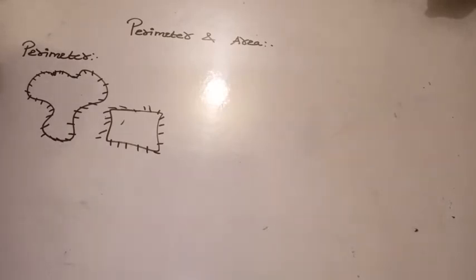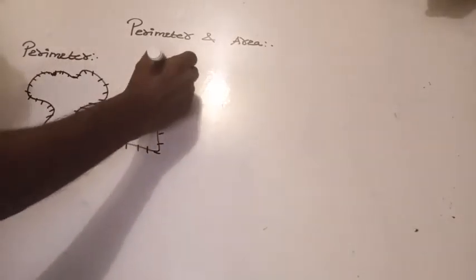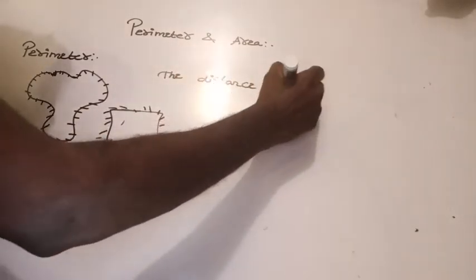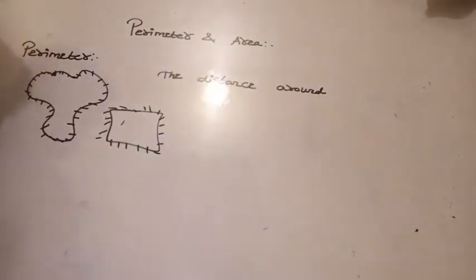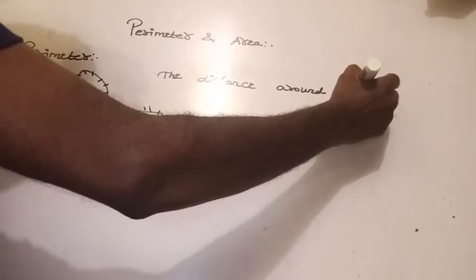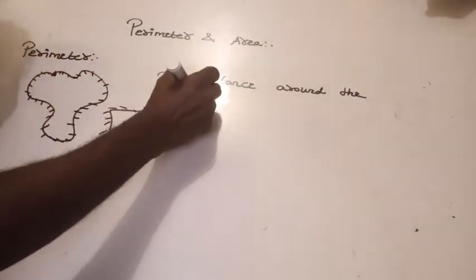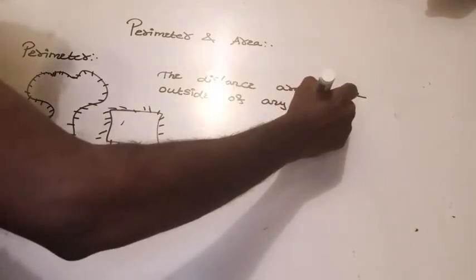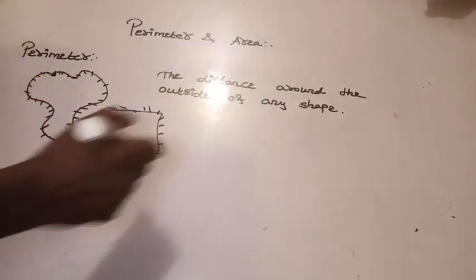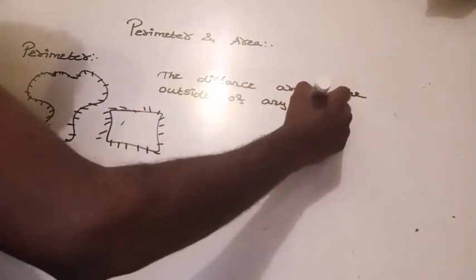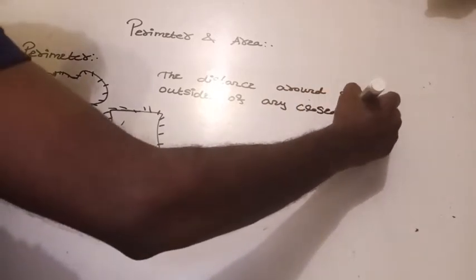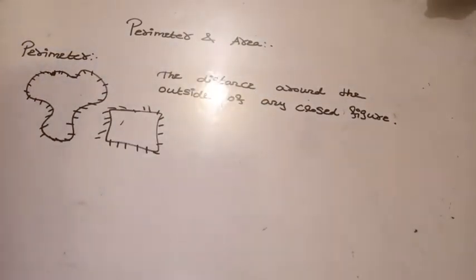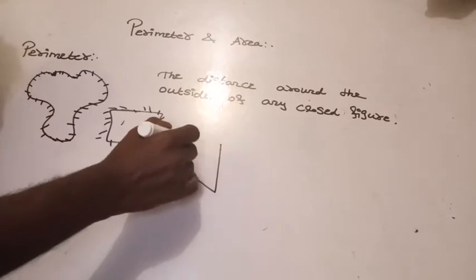The distance around the outside of any shape, any closed shape, any closed figure. The figure should be closed. Okay, it is not necessary to be closed. You can find the perimeter for this also.